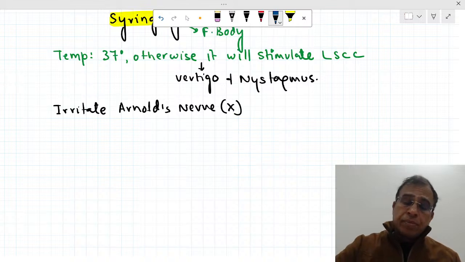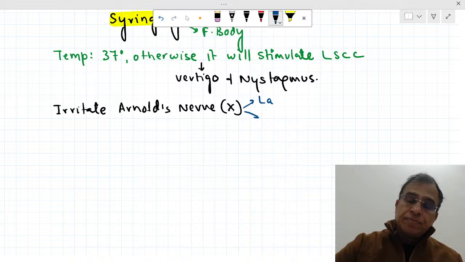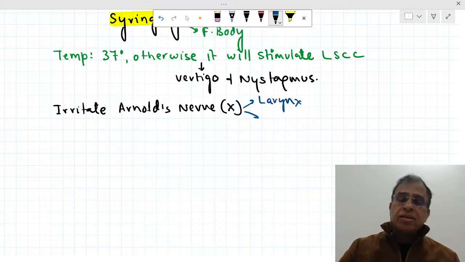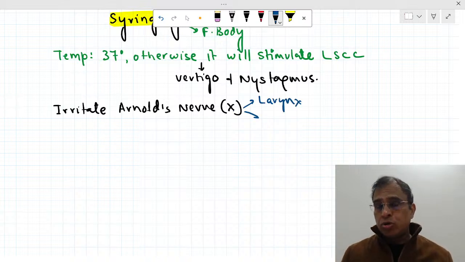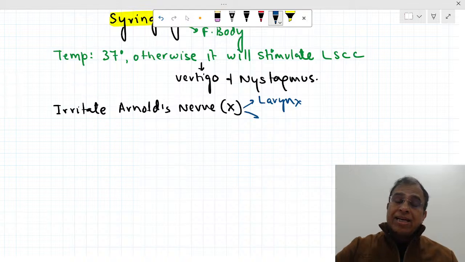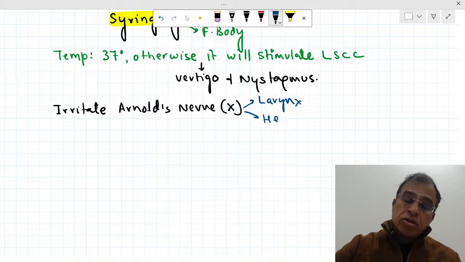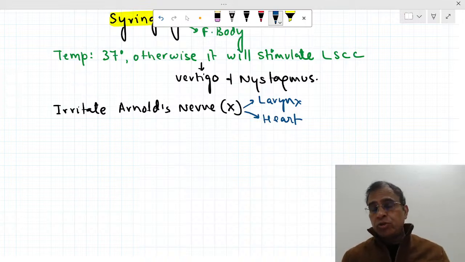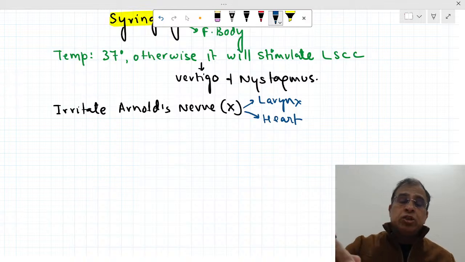Now vagus, besides many other things, also supplies the larynx. The whole larynx is supplied by vagus. So when we talk about the larynx tomorrow, we'll talk about vagus in more detail, pertaining to the larynx only. And also the heart. Your heart is also supplied by vagus. So through Arnold's nerve during syringing, these two structures, the larynx and the heart, may get stimulated.